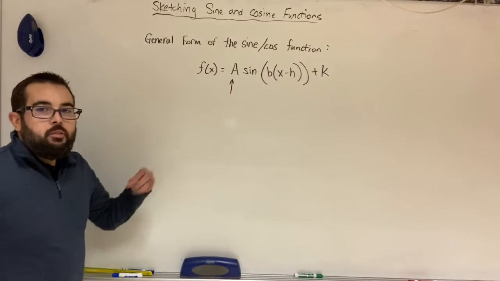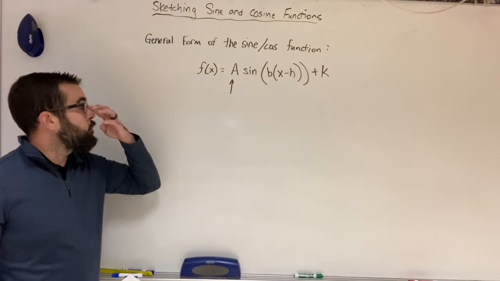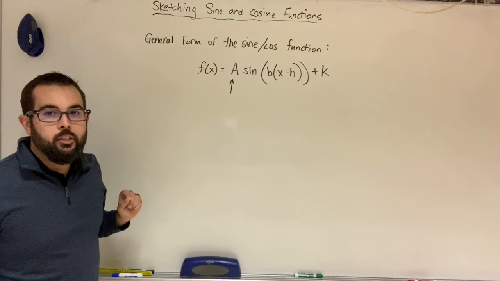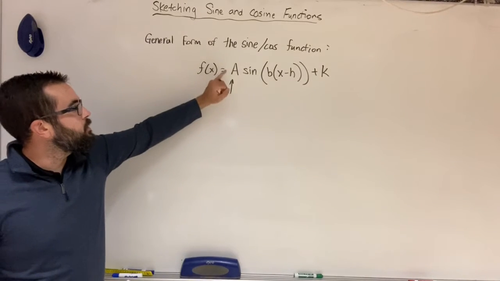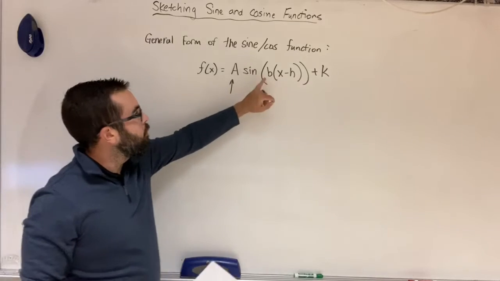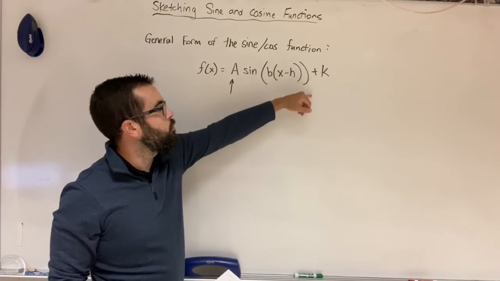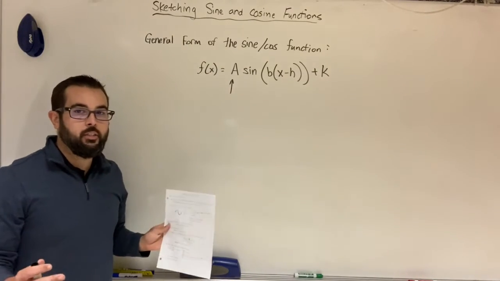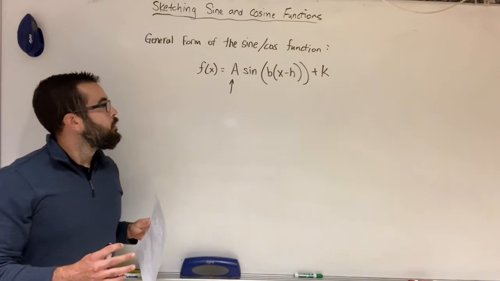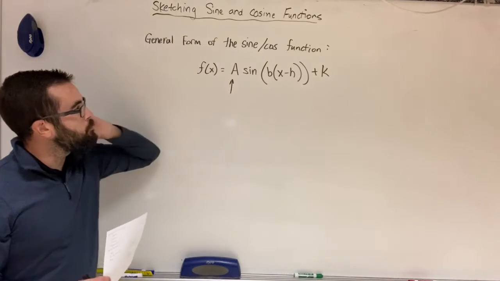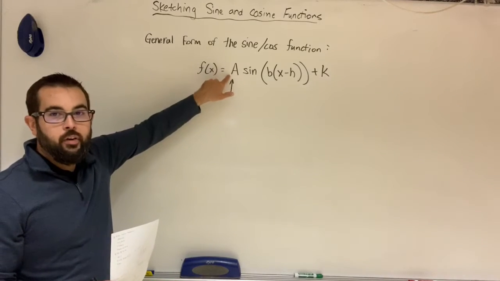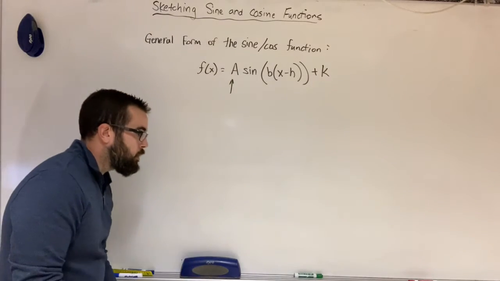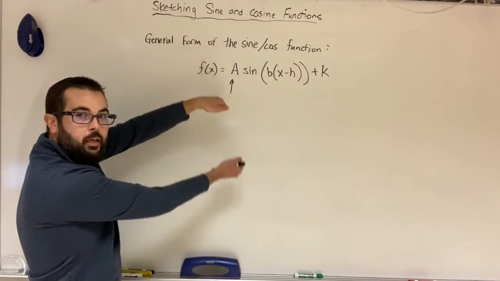Now that we have some definitions, and we still have a couple things to piece together, you have enough definitions now to see the general form of the sine or cosine function. f of x is equal to a times sine of b times x minus h plus k. This should look familiar because this is the transformational form of all the other functions that you've done since Algebra 2. If you remember from Algebra 2, this number that's out in front of your function is a vertical stretch or compression. So it can stretch or compress your graph this way.